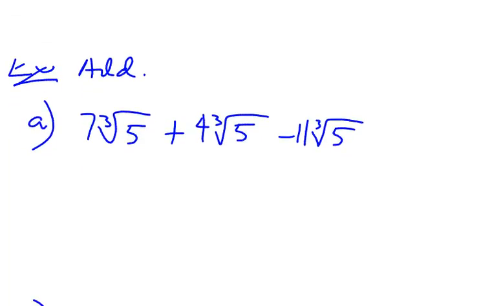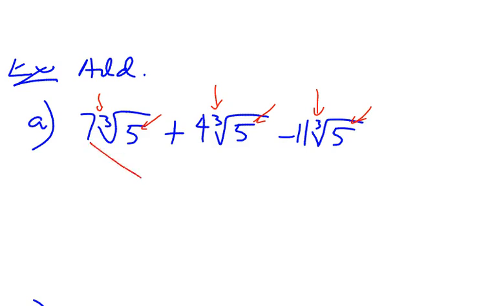It says add 7 times the cube root of 5 plus 4 times the cube root of 5 minus 11 times the cube root of 5. Well, if you notice, all three of these radicals have the same index, and all three of these radicals have the same radicand. Because of that, I know I'm allowed to add the three radicals. To do so, I just add the coefficients.